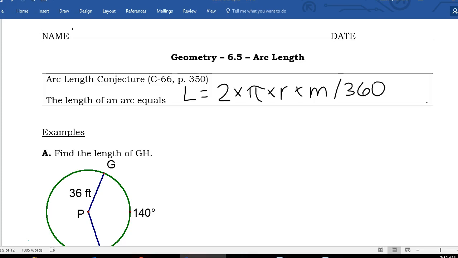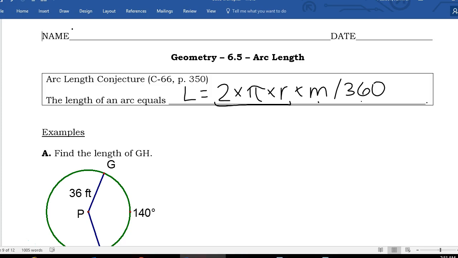What this formula does is it takes an arc measure in degrees and turns it into a fraction of a circle and then multiplies it by the circumference of the circle. This translates that measurement in degrees into a length in feet or inches or centimeters, whatever measurement we have the radius in.